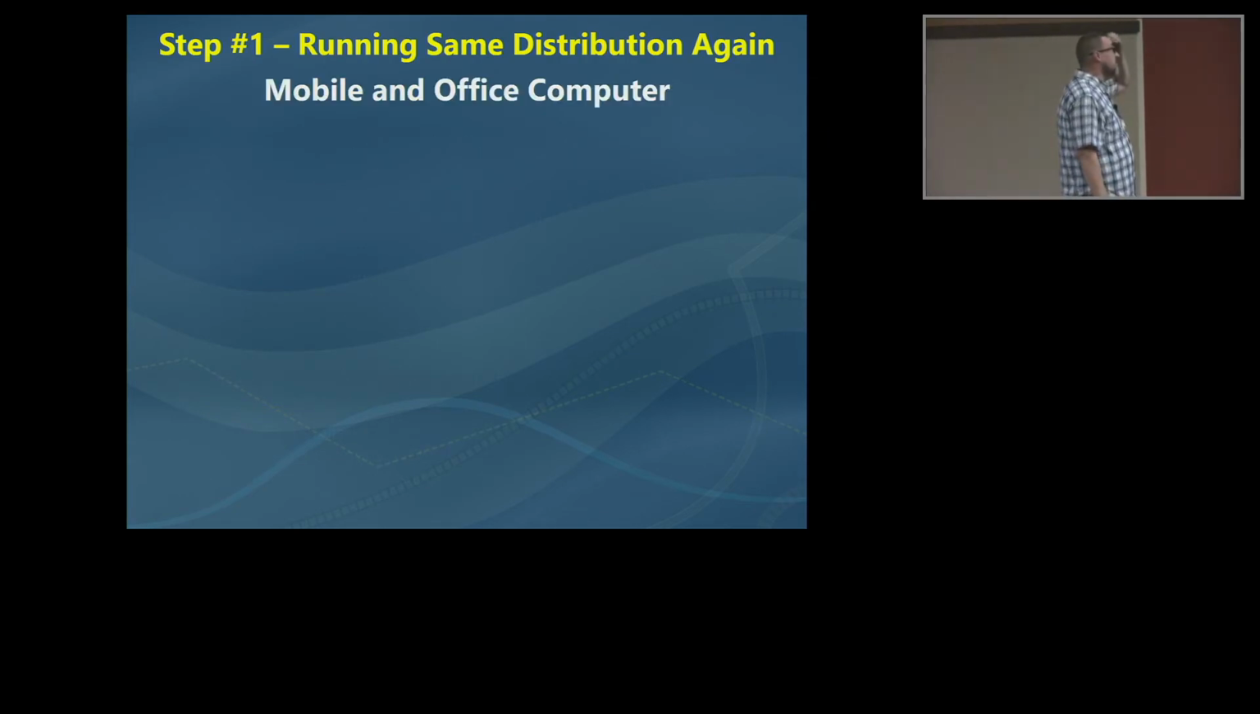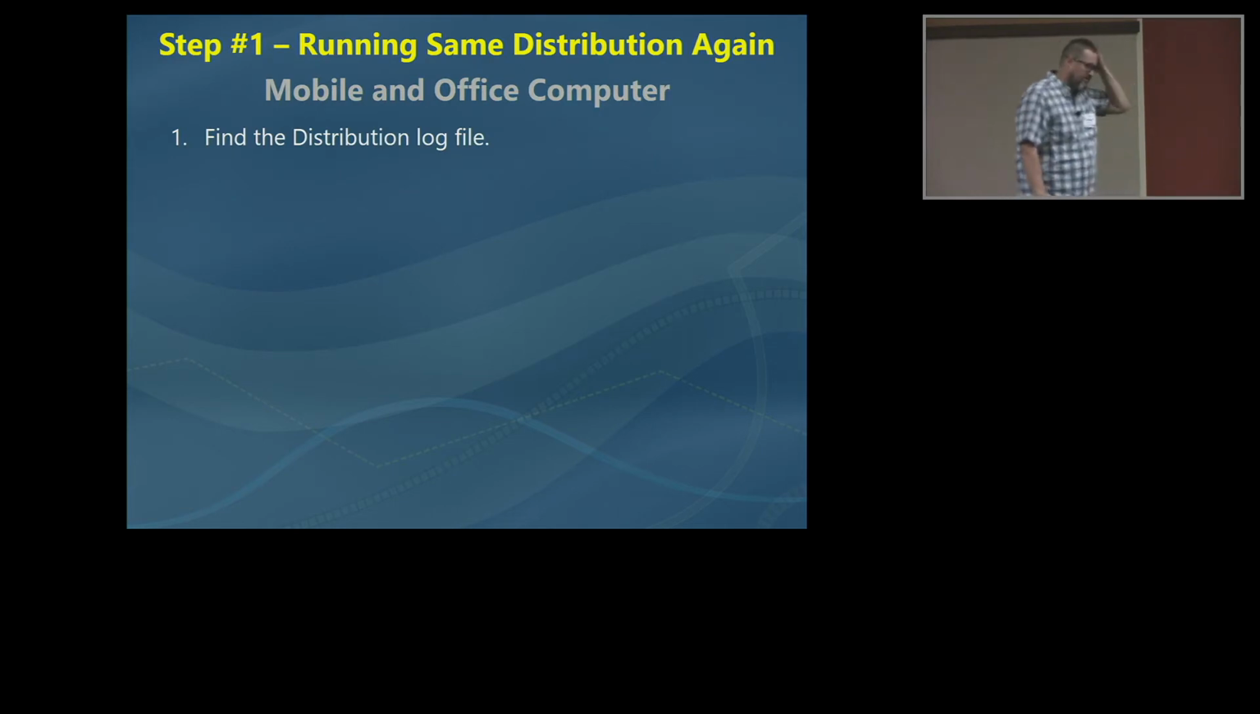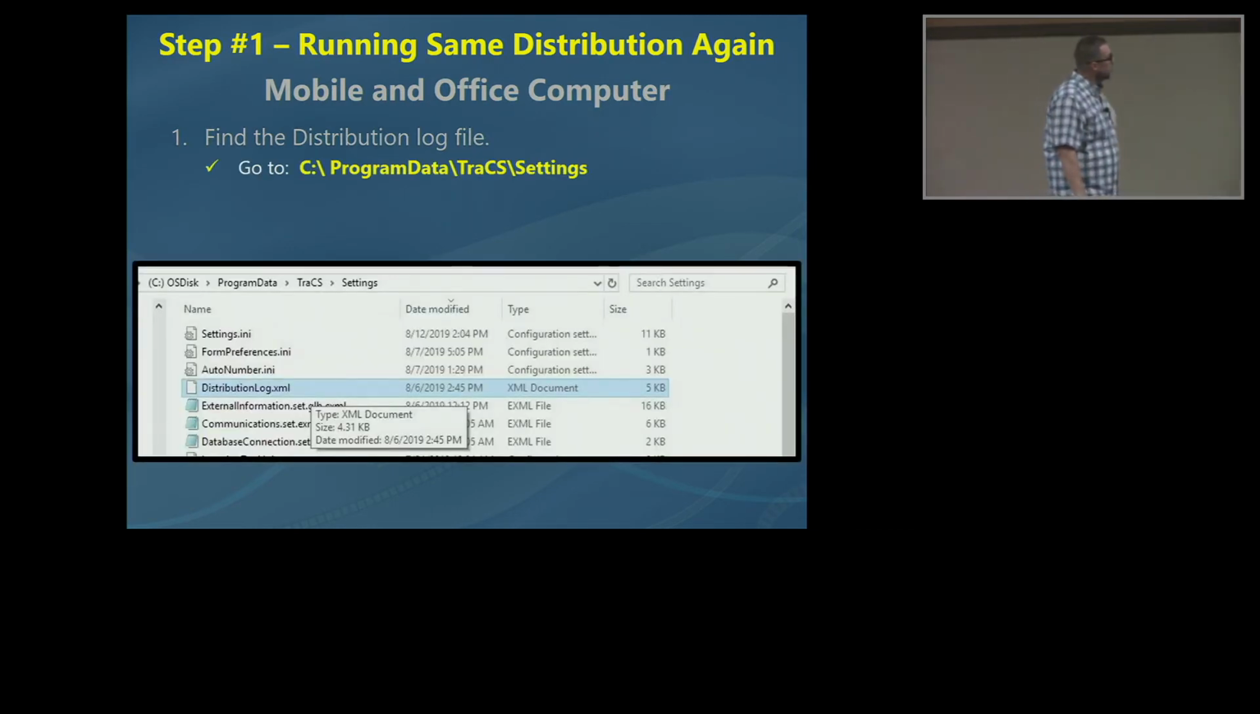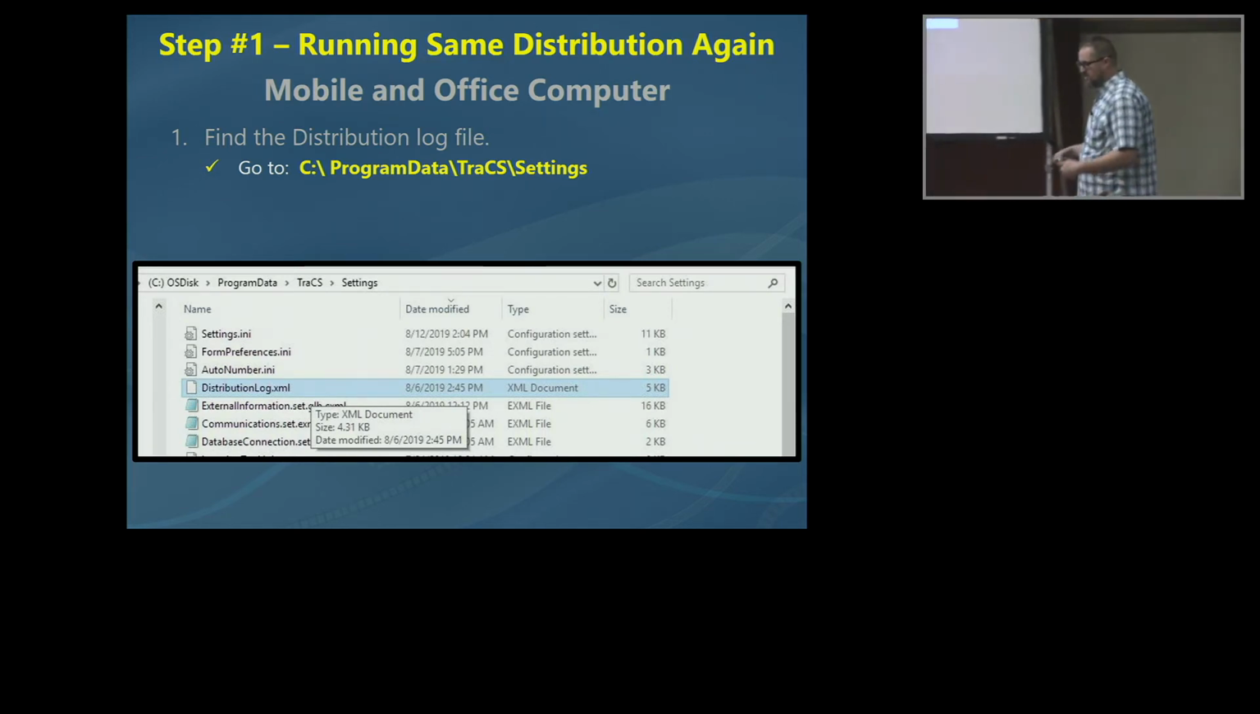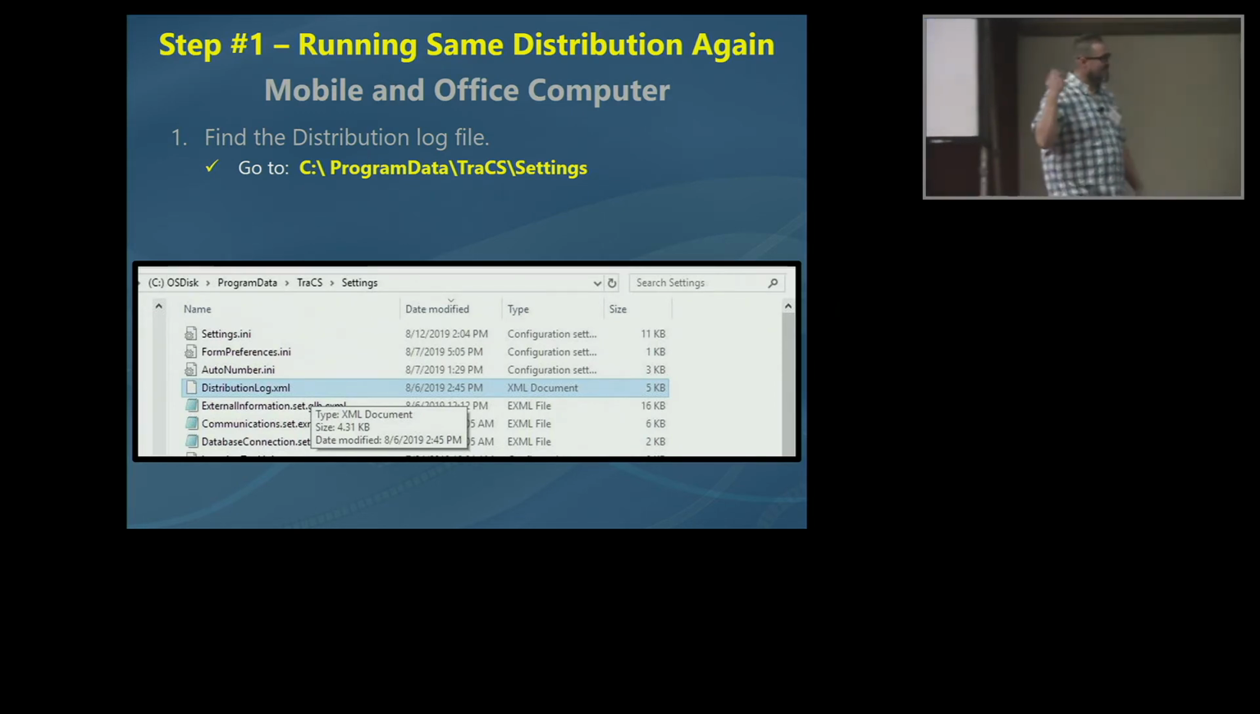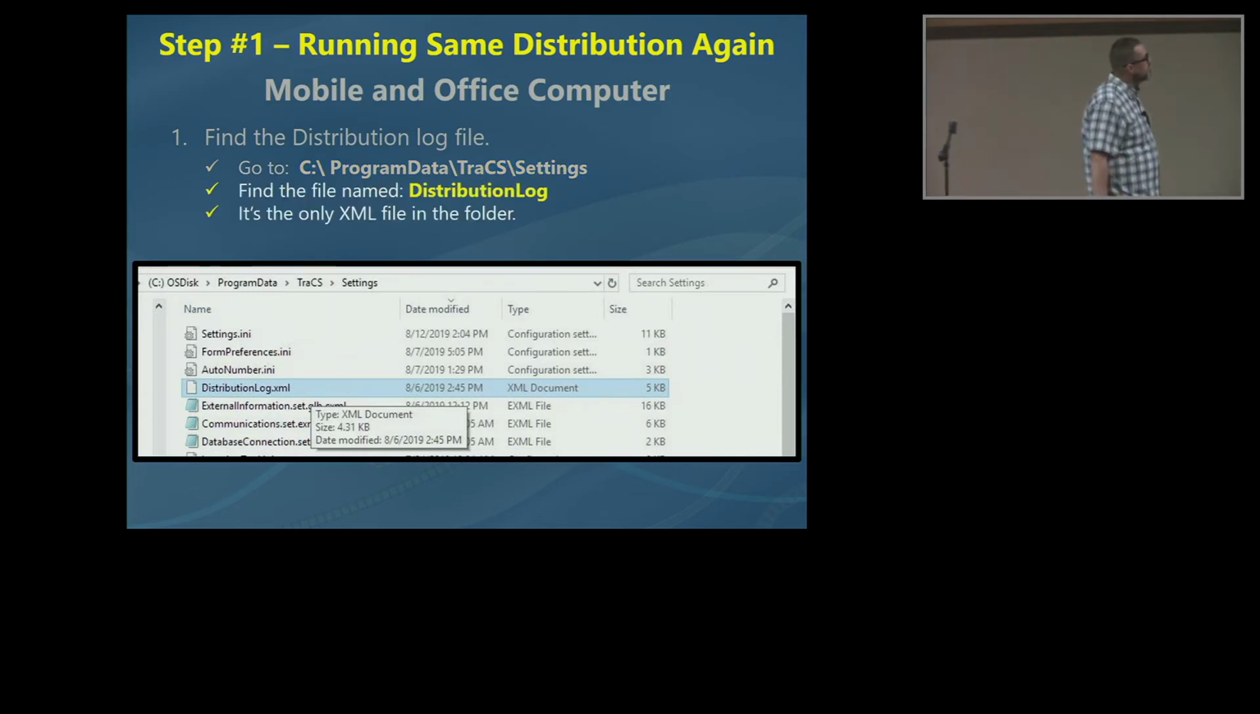All right, running the same distribution again. On a mobile and Office computer, we got to find the distribution log file, and that is located in your C drive, program data, tracks, settings folder. If you don't have a distribution log file, it's never ran one. If it hasn't ran it properly, delete that file. Close out of that window. It's only an XML file, you're not going to hurt anything.